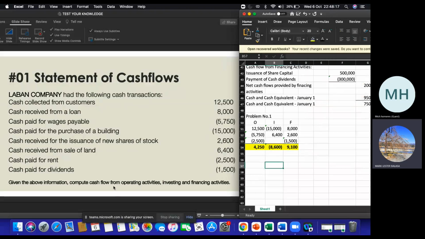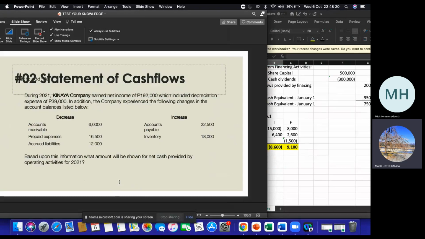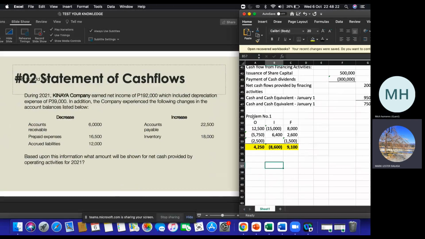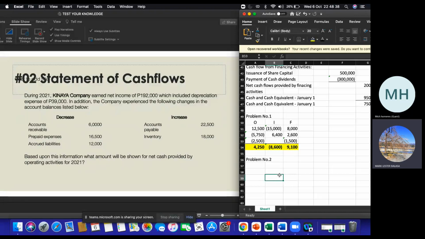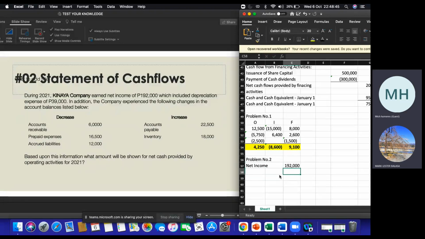Okay, so now problem number 2. Based upon this information, what amount will be shown for net cash provided by operating activities? So here, I again gave a net income, indirect method. Your net income is 192,000. So what will we do? You have a decrease in AR. When there is a decrease in AR, what do we do? We add it back.